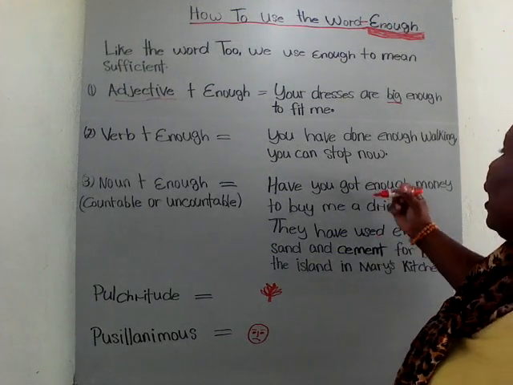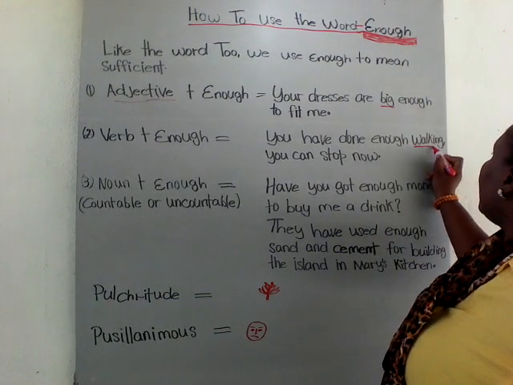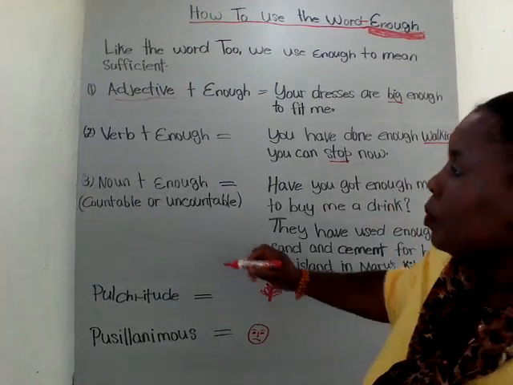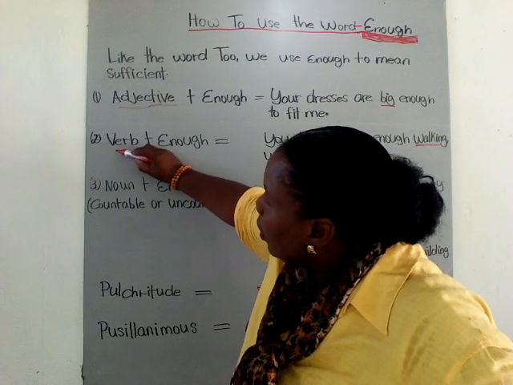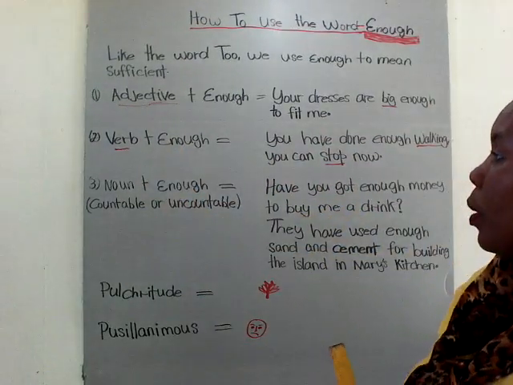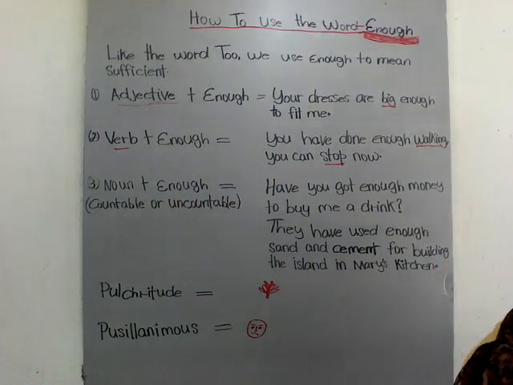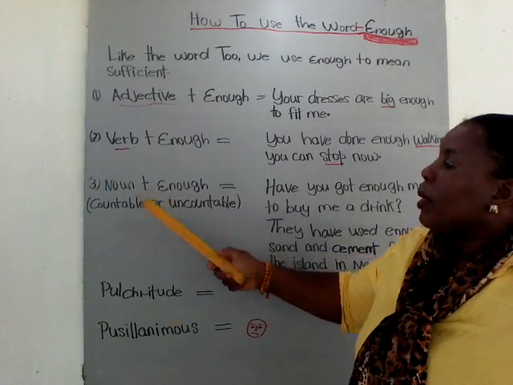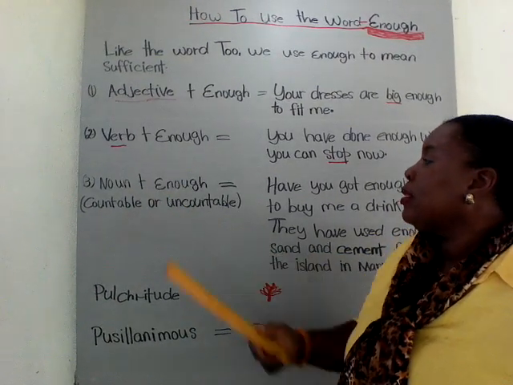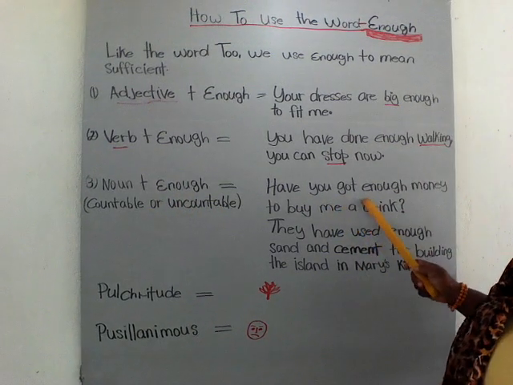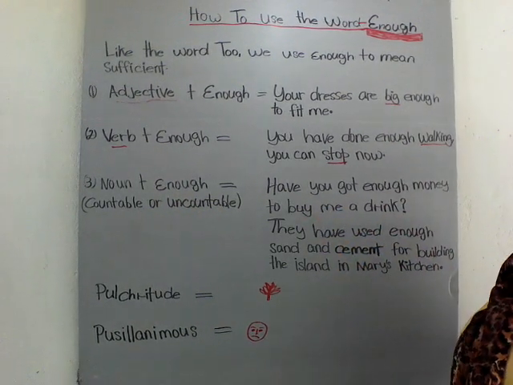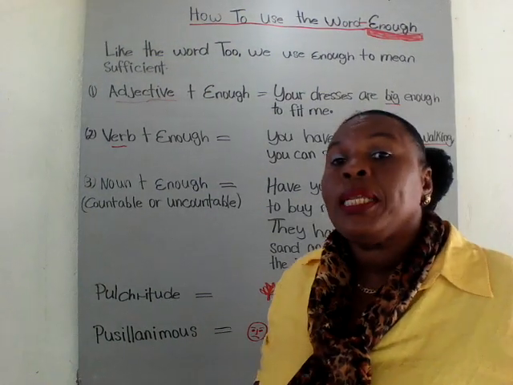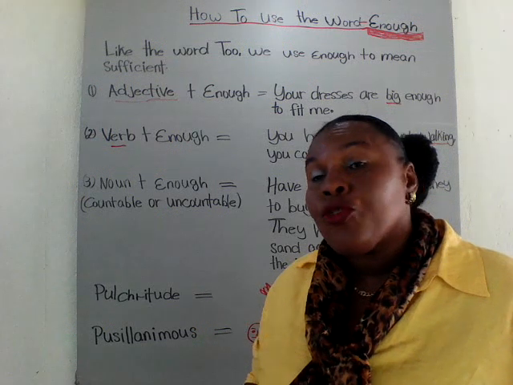So walking and stop, you walk and you stop. So these are the two action words. So which are verbs, right? Another way of using a grammatical point, noun plus enough. Have you got enough money to buy me a drink? Someone is asking, have you got enough money to buy me a drink?